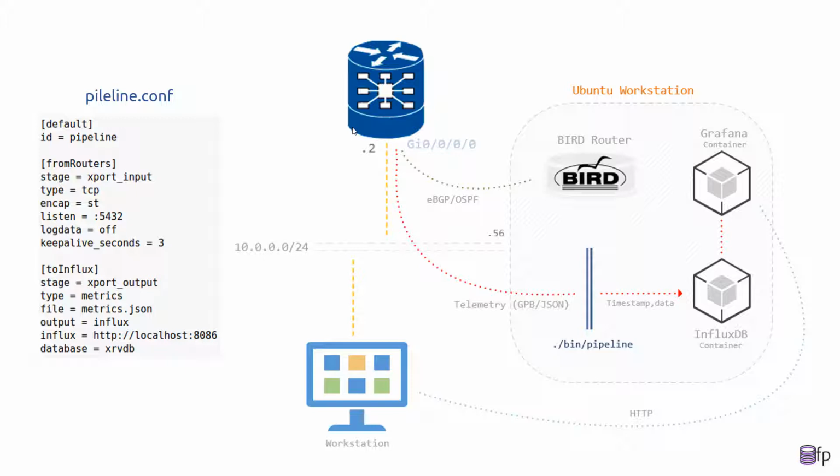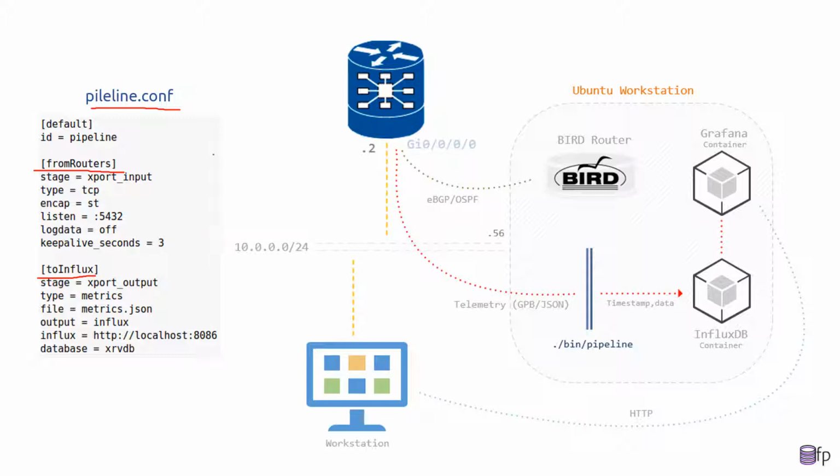Some of the most common plugins are Prometheus, InfluxDB, Kafka, and Logstash. Pipeline is really easy to get started with. You simply define your transport inputs and transport outputs sections in the configuration file, and basically off you go. This over here is the configuration file that I'm using for the demo, which defines the properties of the streaming session from the router, as you can see here in the from router section.